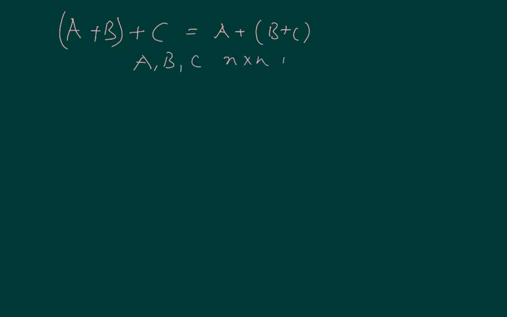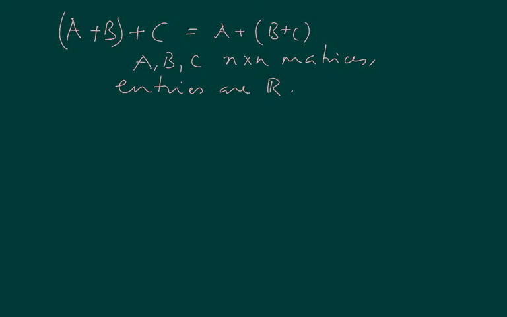So to show that (A plus B) plus C is the same as A plus (B plus C), where A, B, and C are n by n matrices, and we'll assume, as in the problem, that the entries are real numbers. So how do you show that?